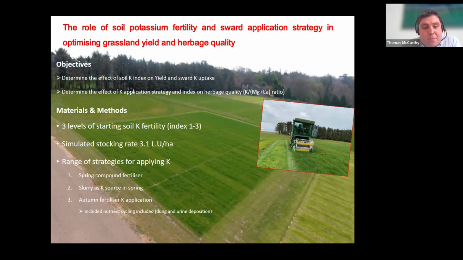Both as a spring compound fertilizer, so typical as your 18-6-12 in the spring. We also looked at slurry as a K source in the spring. And then we also looked at autumn K fertilizer as a back-end application, and we looked at how they affected yield and soil K uptake, or grass K uptake.